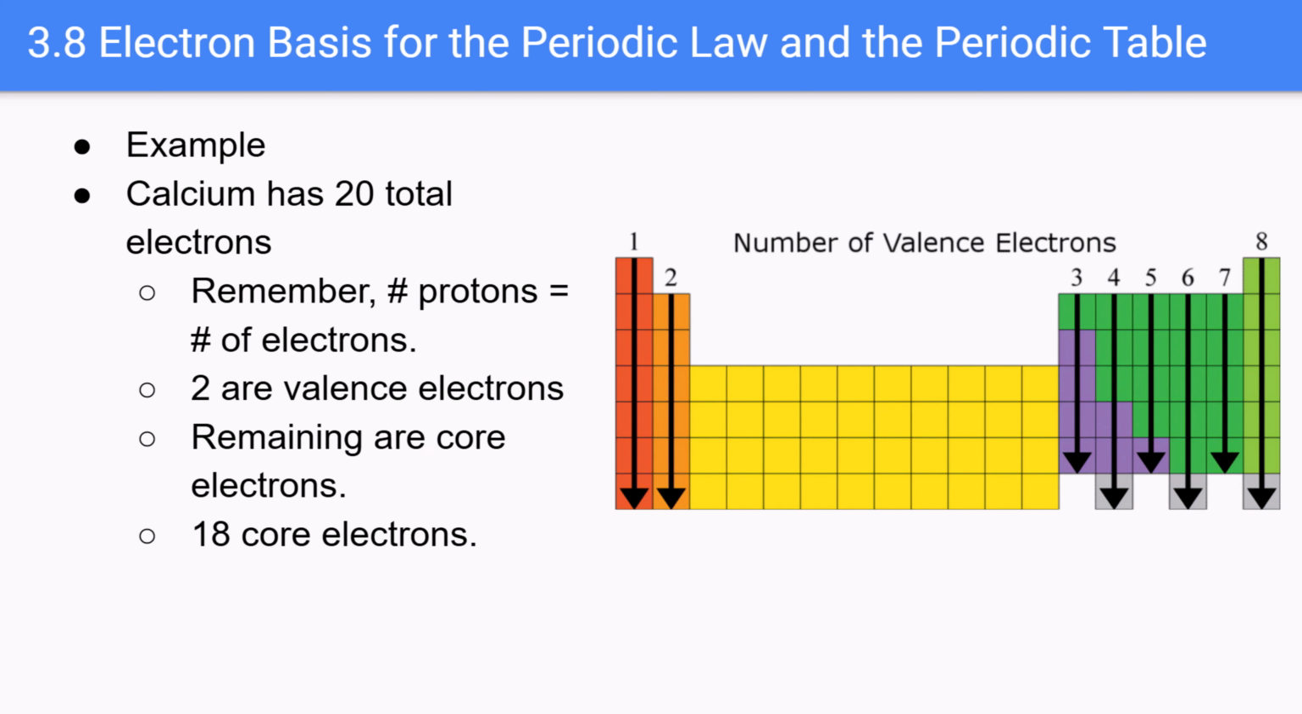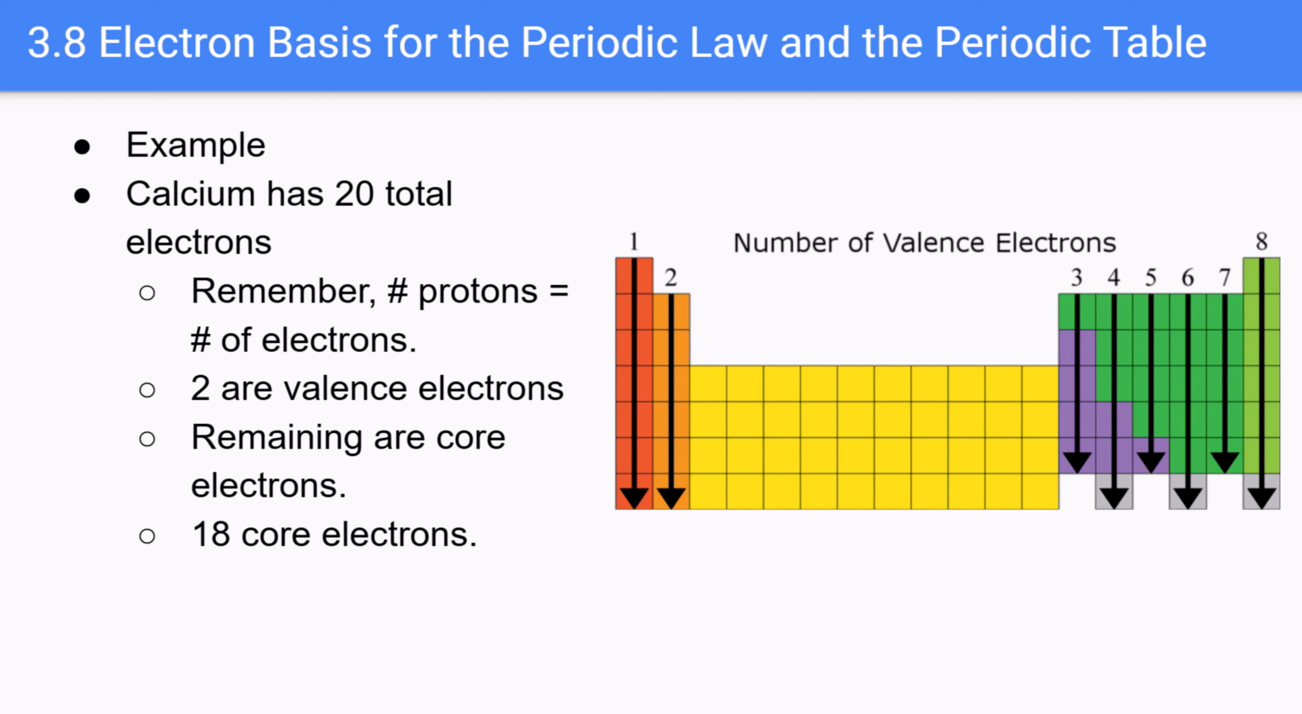So let's run through an example. Calcium has 20 total electrons. We know that based off of its periodic table location. We know that calcium has an atomic number of 20. Remember that the atomic number is equal to the number of protons, which for now is also equal to the total number of electrons it has. There are 2 valence electrons, so the remaining have to be core electrons.